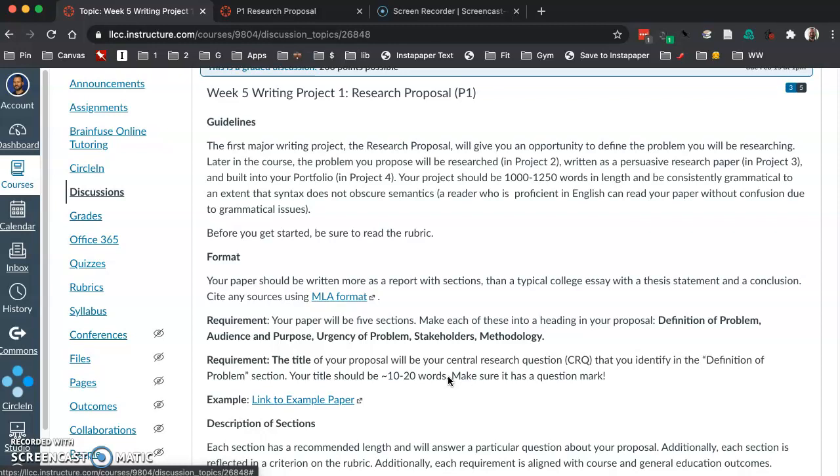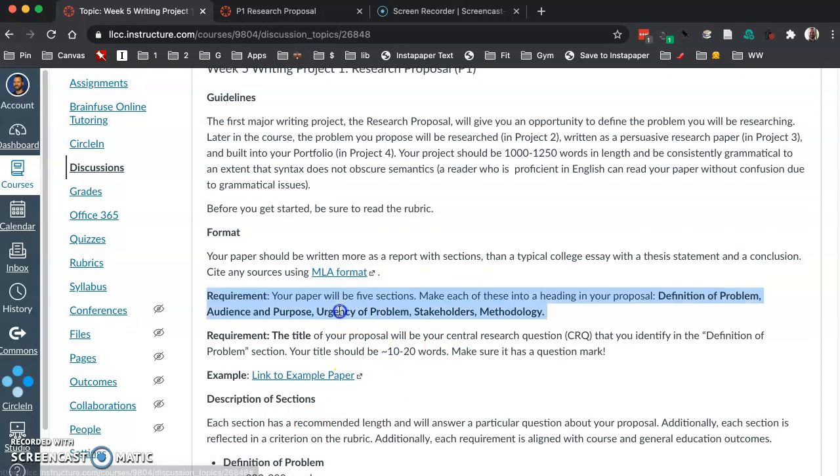Secondly, in terms of formatting, you should have headings for each section. I guess this requirement here describes that: 5 sections: definition of problem, audience and purpose, urgency of problem, stakeholders, and methodology.